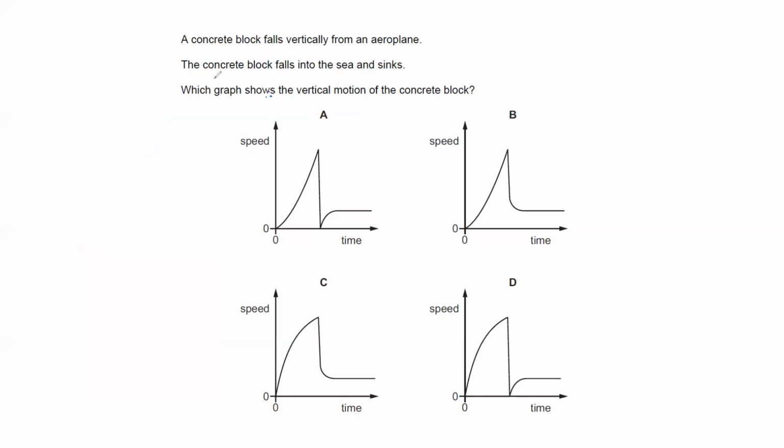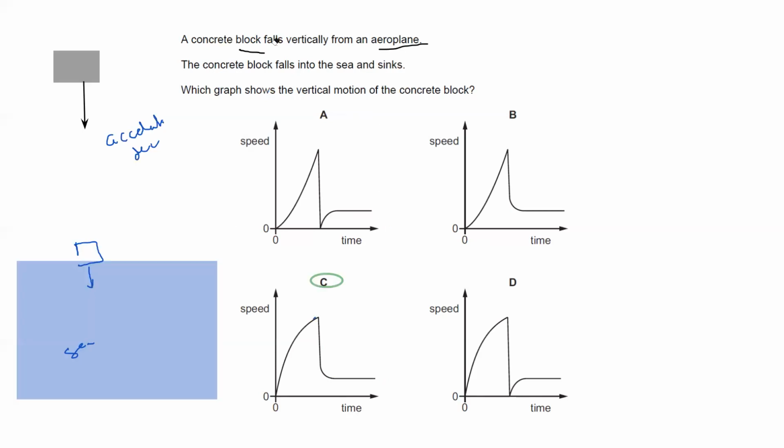Because it's not like speed will be 0 as the concrete block is dropped. So as this concrete block is dropped, its acceleration decreases, and then when it hits the water surface, it slows down. So which part is showing slow down? This shows that the speed becomes 0 and then increases. This shows it is slowing down. That's why C is the right answer.